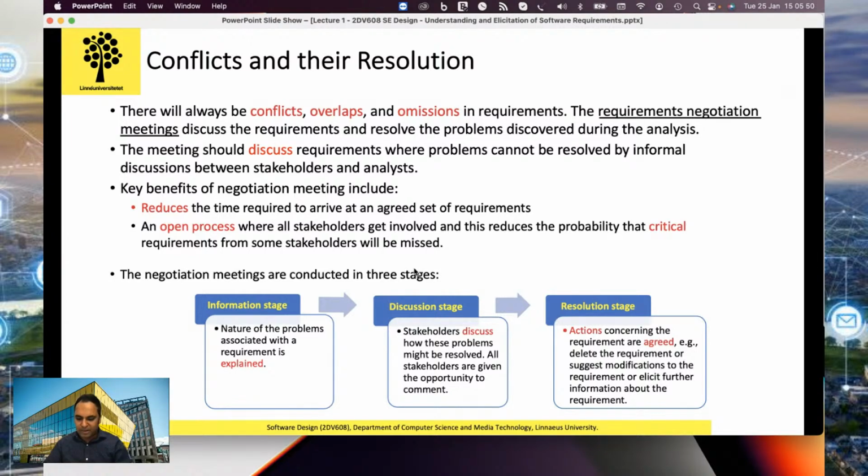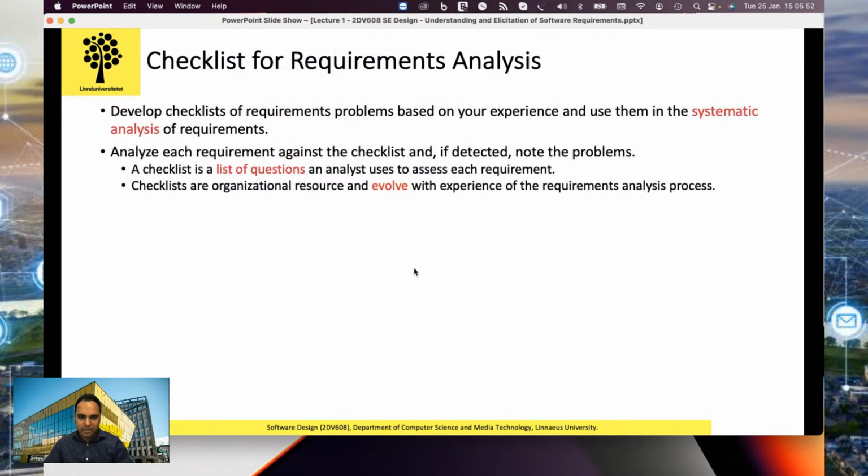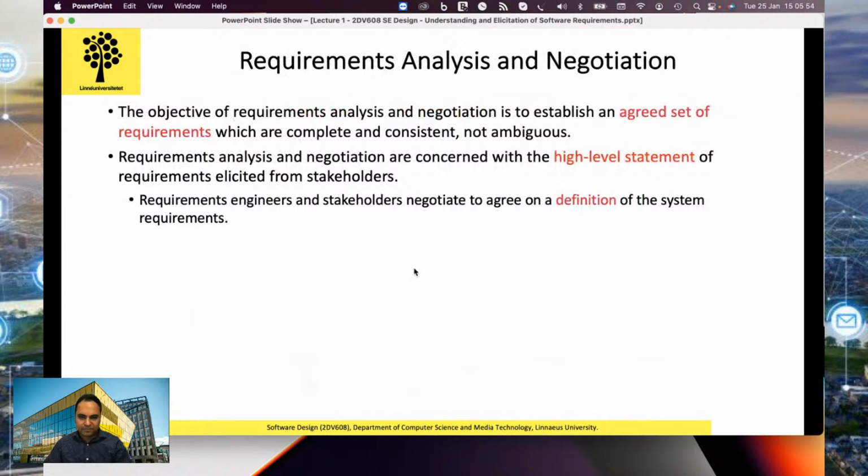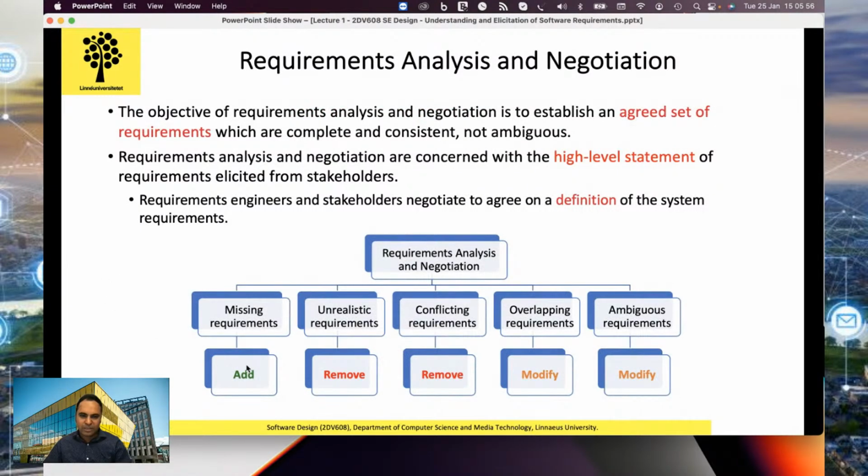So those agreements, I think I mentioned in the previous slides. The stakeholders will agree what will be the action for these outcomes. Either we add new requirements, we remove a requirement, or we modify existing requirements.